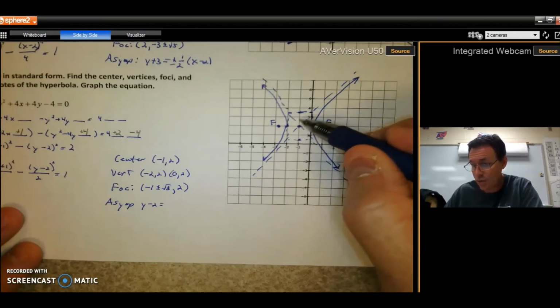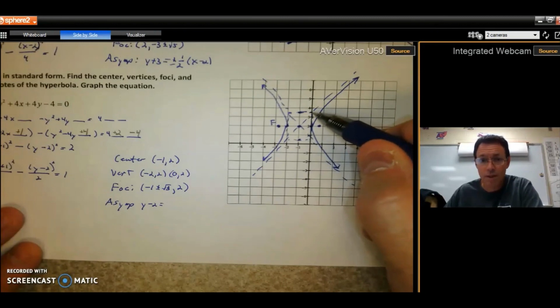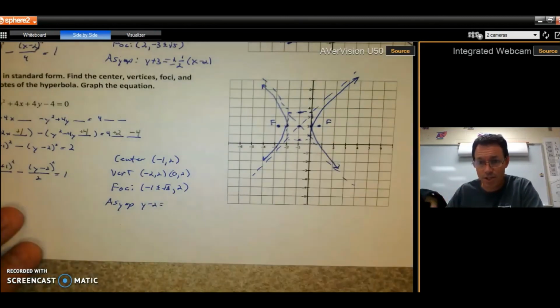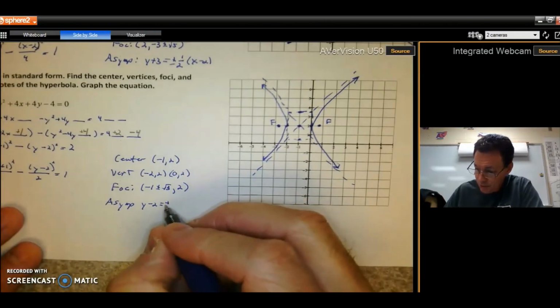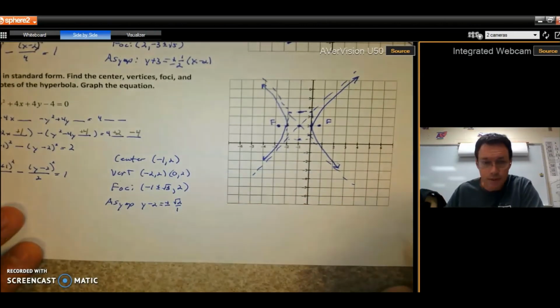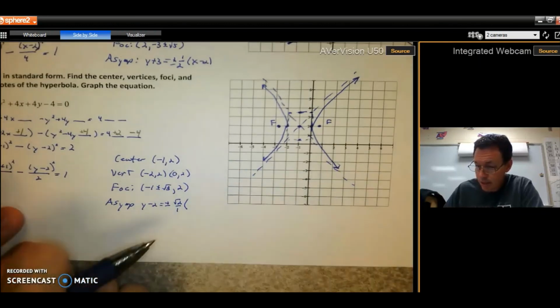I am not going to write 1.4 over 1. You cannot have a decimal in a fraction. You're never allowed to write numbers that way. Okay, so it's going to be plus or minus radical 2 over 1, or just plain radical 2. That's fine. And then it's the x plus 1.